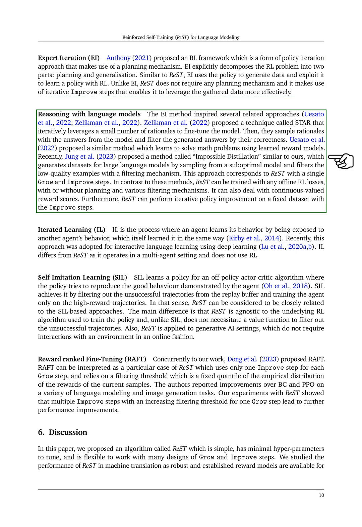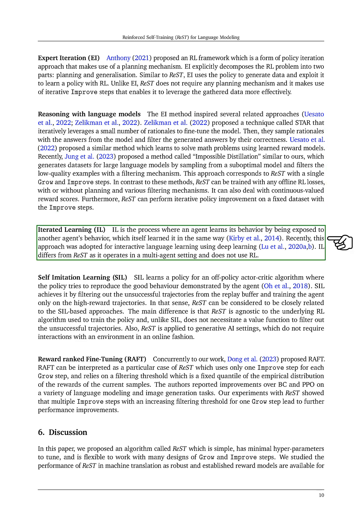There are also methods for reasoning with language models. For instance, the STaR technique iteratively uses a small number of rationales to fine-tune the model. Another method learns to solve math problems using learned reward models. A recent method, impossible distillation, generates datasets for large language models by sampling from a suboptimal model and filters out low-quality examples. This method is similar to ReST, but ReST can be trained with any offline RL losses and can handle continuous valued reward scores. Moreover, ReST can perform iterative policy improvement on a fixed dataset with the improve steps.